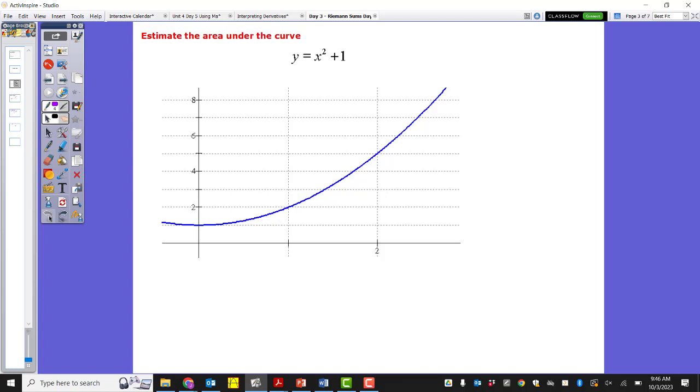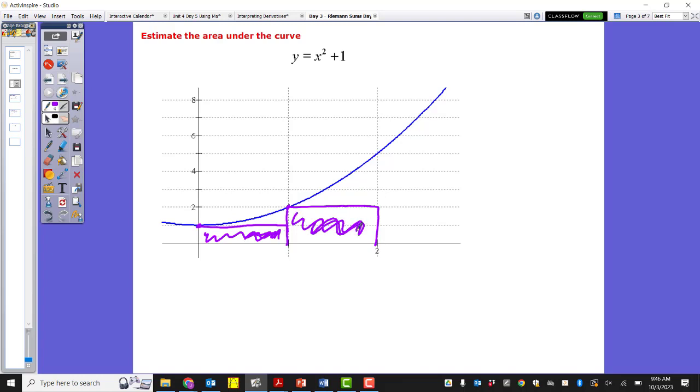Now, when we say a left-hand Riemann sum, as I said earlier, that means we're going to draw rectangles under the curve in which the left side of the rectangle touches the curve. So this is the one we're looking at first. Left side of the rectangle touches the curve. And we're going to find the area of those because we can find the area of these rectangles.